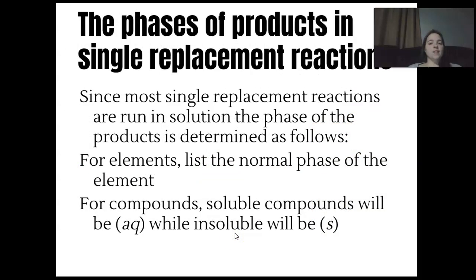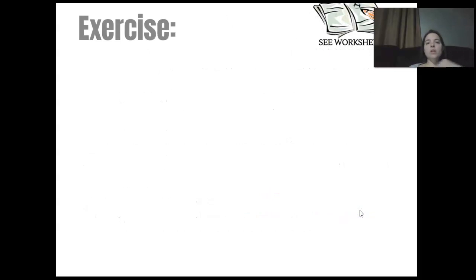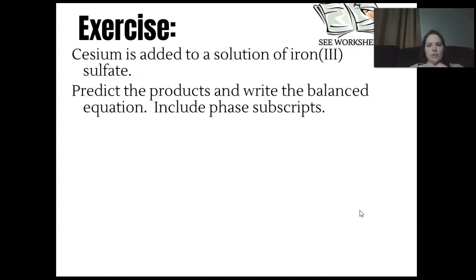All right, phases of products in single replacement reactions. Since most single replacement reactions are run in solution, the phase of the products is determined as follows. For elements, list the normal phase of the element. If it's a solid, a gas, a liquid, right? For compounds, soluble compounds will be AQ, aqueous, while insoluble are the solids. I know it's kind of weird, right? Just remember that. Write it down on your reference table if you have to.